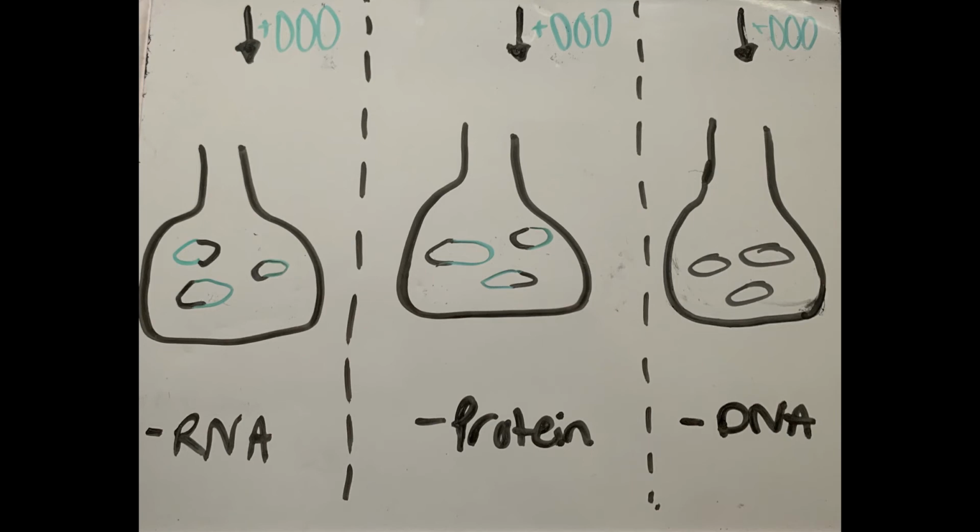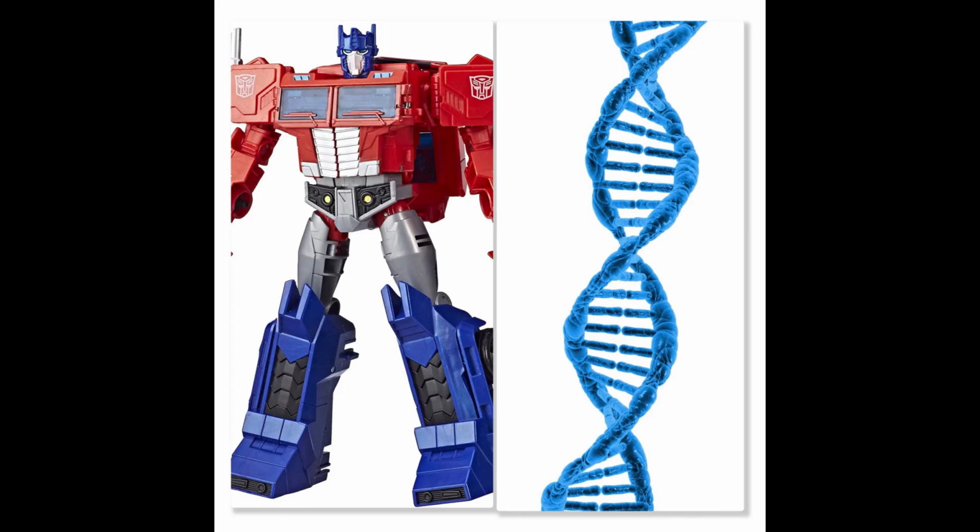The results of the experiment show that the media treated with DNase, which destroys DNA, was the only culture that did not contain transformed bacteria, thus proving that DNA is the transforming material.